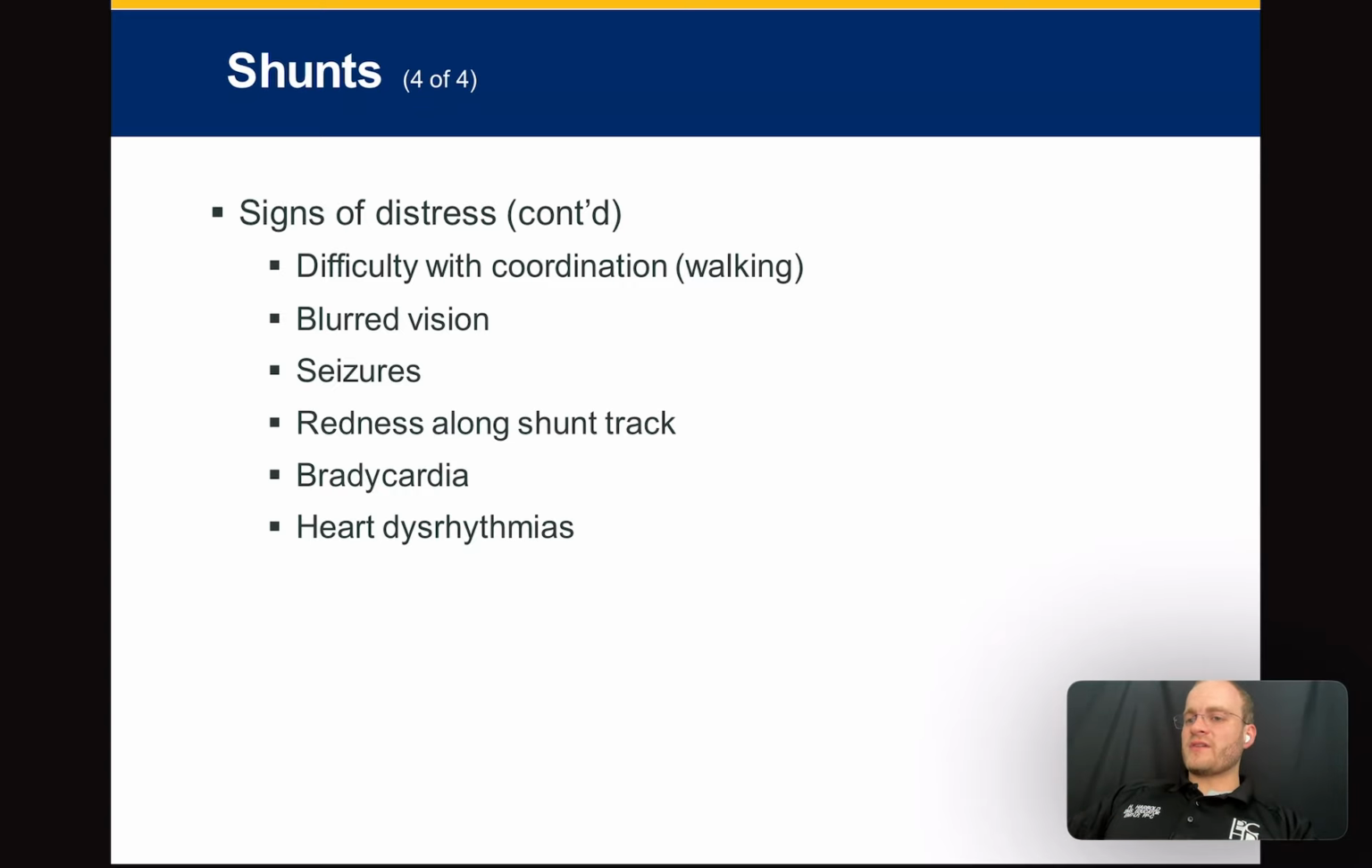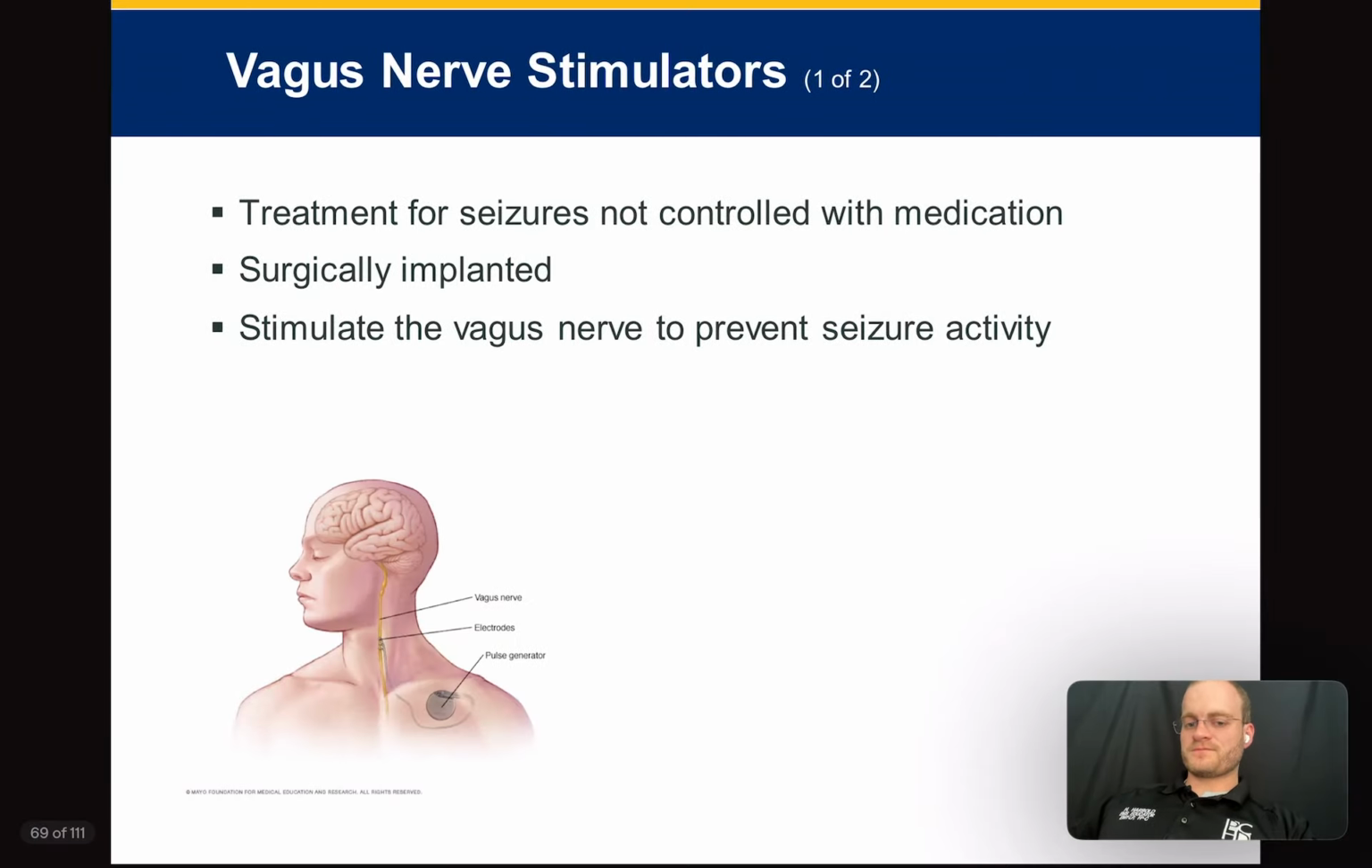You could also see ataxia, where they have a hard time walking because their brain's being pushed on, so it's not going to work well, especially the cerebellum. And so blurred vision, seizures, redness along the shunt track, like where you can see that track is infected, that would be very obvious. Bradycardia, and then heart dysrhythmias.